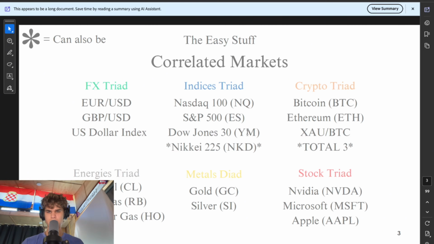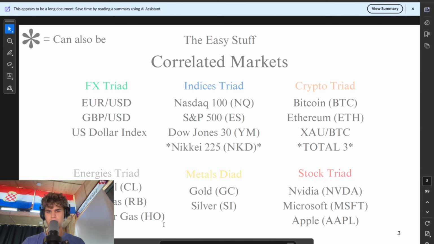Now, correlated market pairs. We have Euro, Pound, Dollar Index, basic FX, basic indices, NQ, ES, YM. You can also add the Nikkei depending on the correlation data. You can look on mrci.com, I think, and there's a bunch of data there you can look over. Crypto triad, I like these three the best. Total 3 I've heard been used a lot in quarterly theory, but I seldom use it.